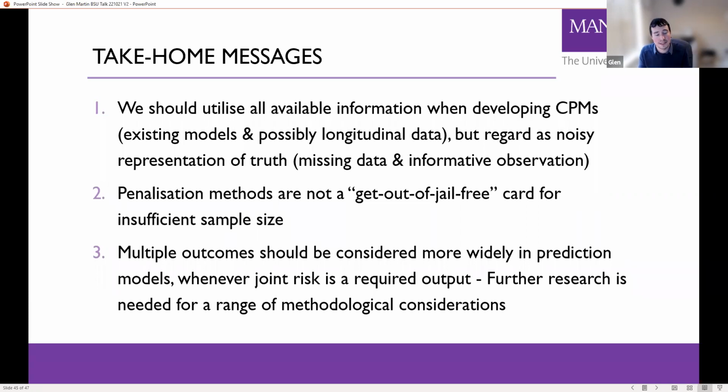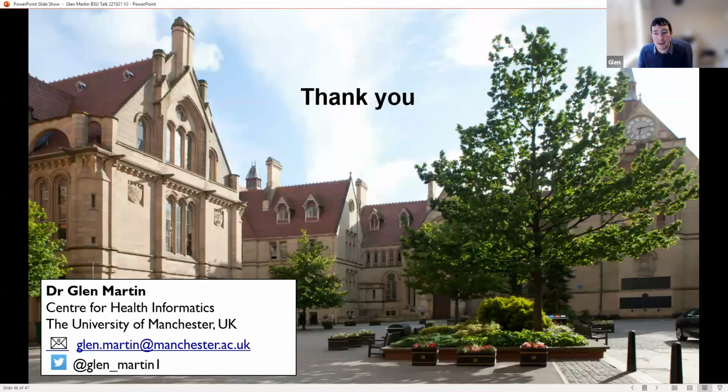The second take-home message would be that penalization methods are not a get-out-of-jail-free card for insufficient sample sizes, but they can be beneficial provided you satisfy minimal sample size requirements, based on Richard Riley's work, for example. And finally, multiple outcomes should be considered more widely in prediction, particularly when we're interested in joint risk. But I do think there's a range of research questions that need addressing before that could be used more widely. With that, I thank you all very much for your attention and I'm happy to take questions.